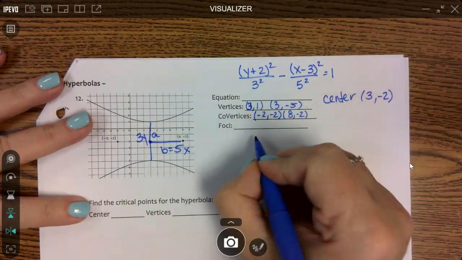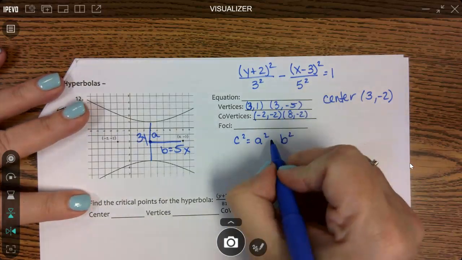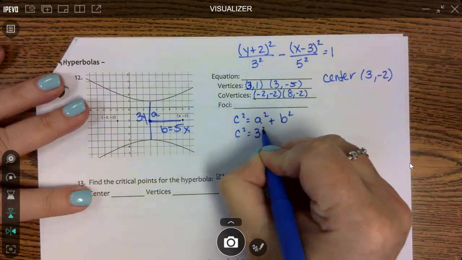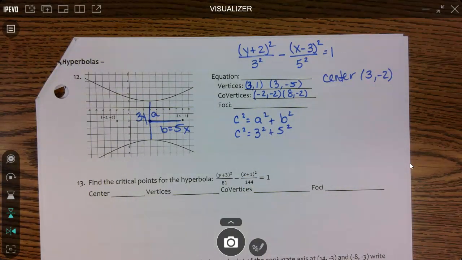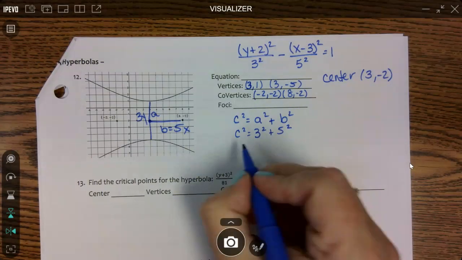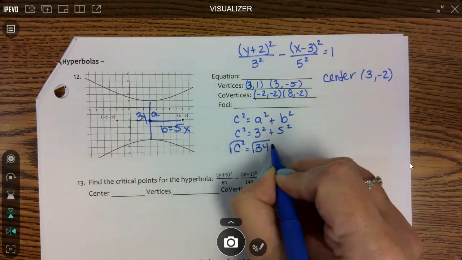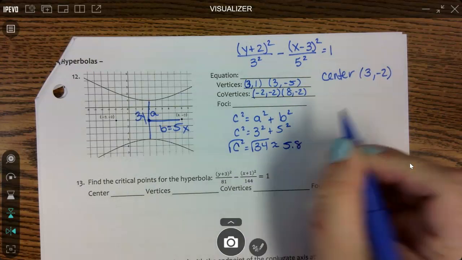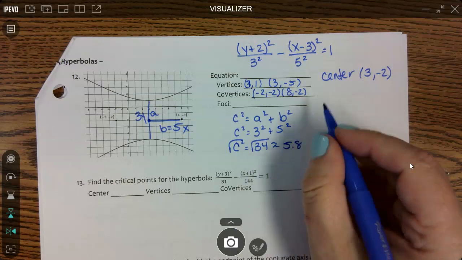Okay, now the foci. We already know our A and B. So C squared equals A squared plus B squared. Because a hyperbola has a minus, this is a plus. So C squared equals 3 squared plus 5 squared. Okay, 25 plus 9. So C squared equals 34. So roughly, what's the square root of 34? 5.8. And remember, that is going to be the same value as A.